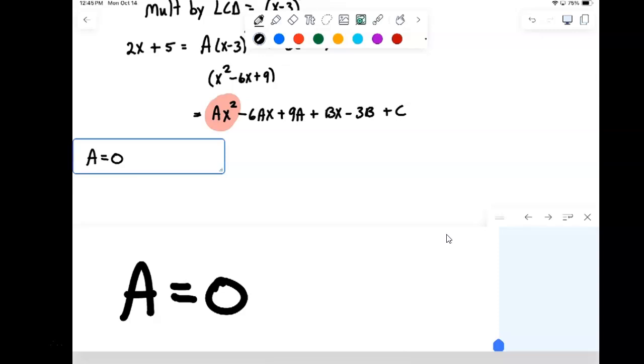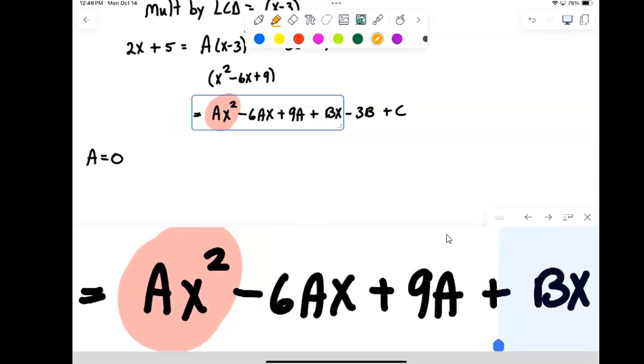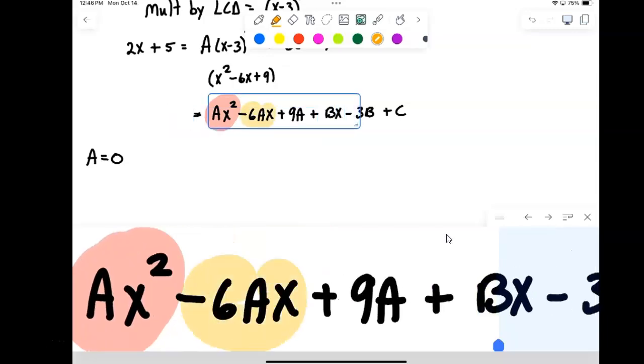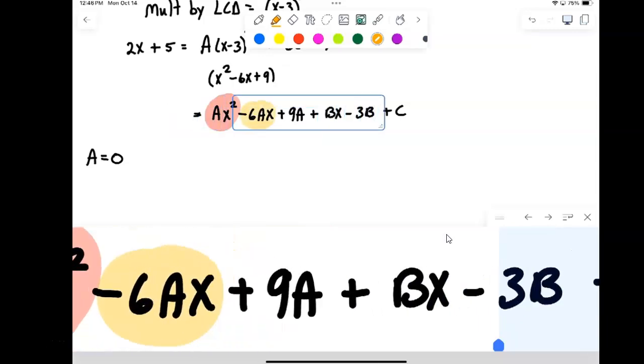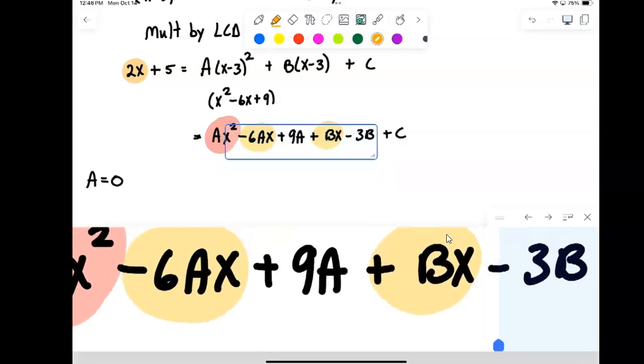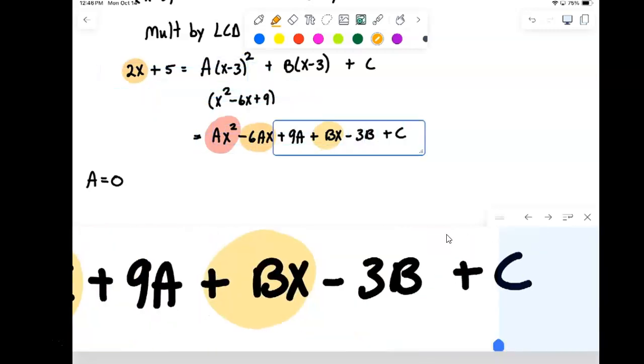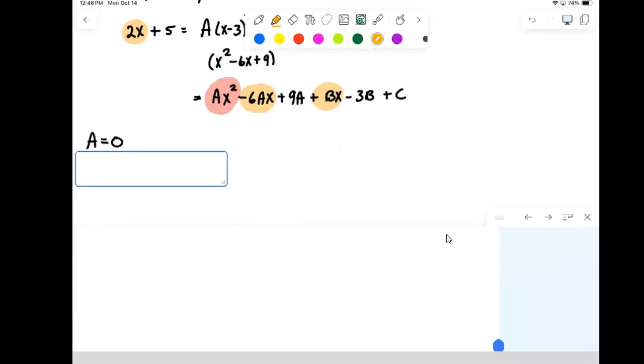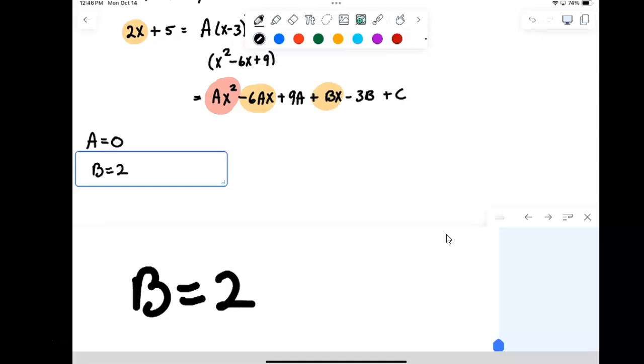Okay. So now we go to our next coefficient here. Let's look at the x terms. −6Ax + Bx has to be equal to 2x. Well, A is 0, so −6Ax is just 0, so that term's completely gone. And so we have 2x has to be equal to Bx. So we get B has to be 2.